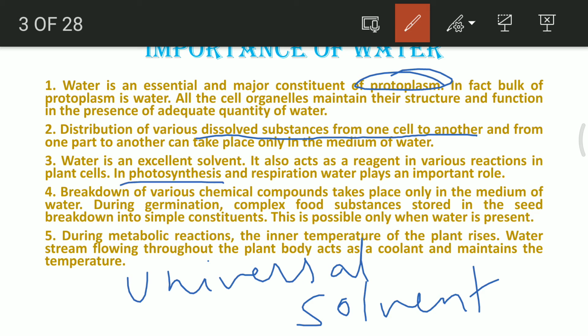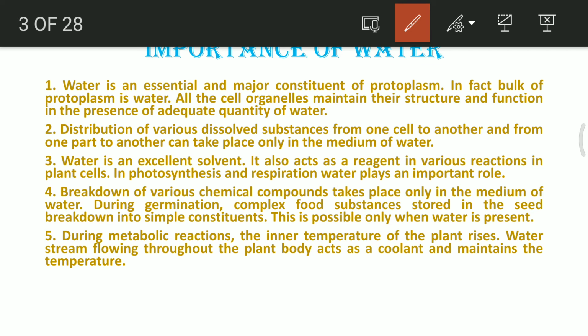And all the physiological processes require enzymatic activity to take place. All the enzymes are only functional when there is the presence of some solvent or some medium. This medium is always water. Various breakdown of chemical substances also occur in the presence of water.